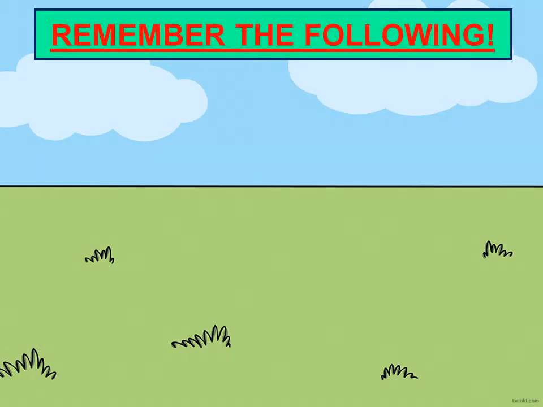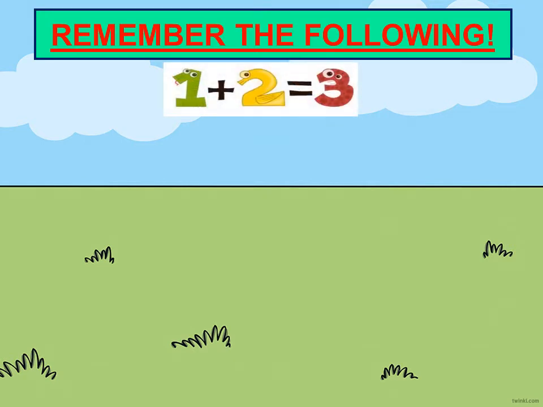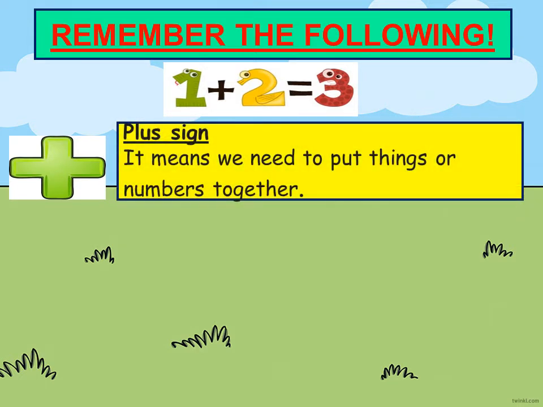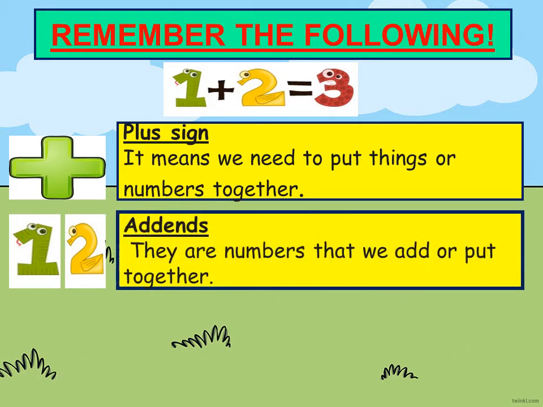Do you still remember the following? 1 plus 2 equals 3. This is the plus sign. It means we need to put things or the numbers together. The 1 and 2 are the addends. They are the numbers that we put together.